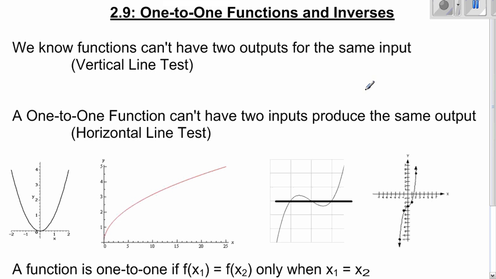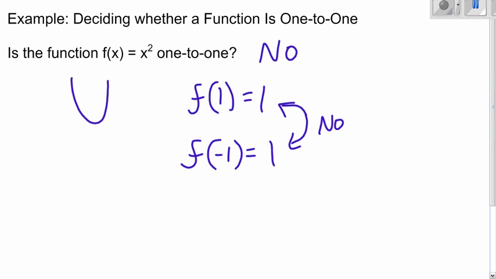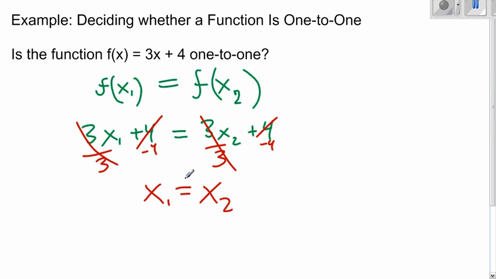And that's the original statement down here at the bottom of the first page. If f of x1 equals f of x2, that only happens when x1 equals x2, and that's exactly what we just showed. We started with f of x1 equals f of x2, and we showed that that only happens if x1 equals x2. So the same input is the only way to get two of the same output.